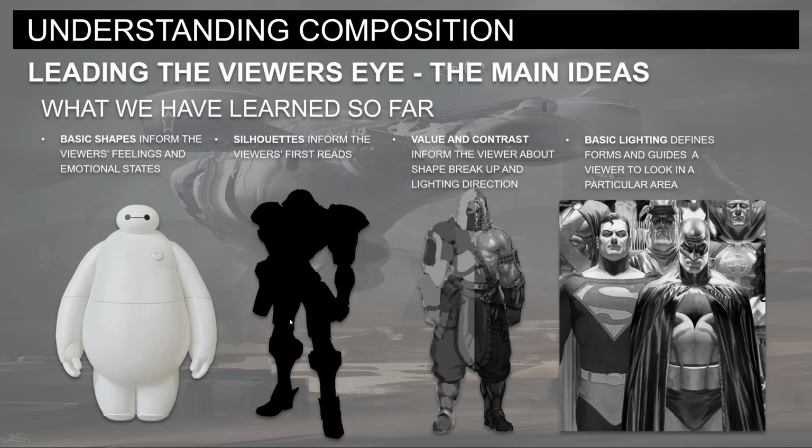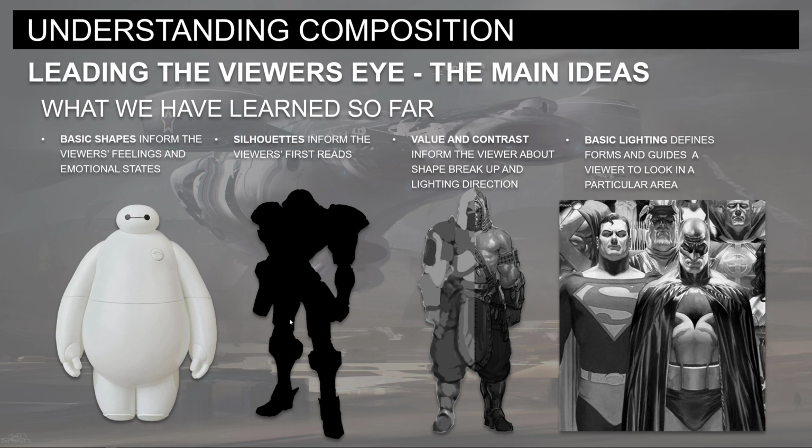So before we get started on composition, let's just rewind back and take a look at the different tools that we've looked at already. So we've looked at basic shapes, and that can inform the viewer's feelings and emotional states based off of the shapes that we use. We have the circular shapes that can be more safe, more inviting. Square is going to be more stable for us. And then the triangle shapes could be something that maybe you use on a villain, or you think of danger, or maybe sharpness or angularity, right?